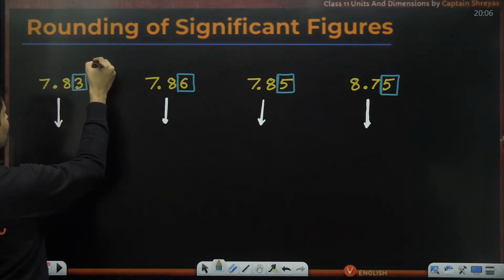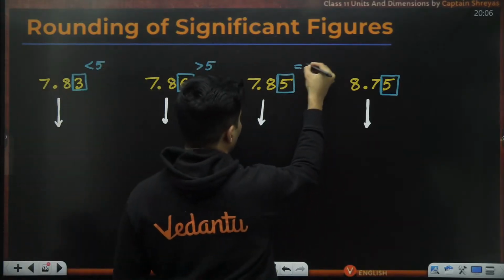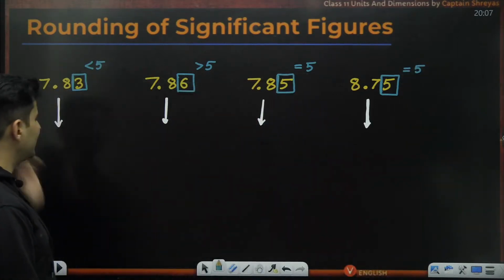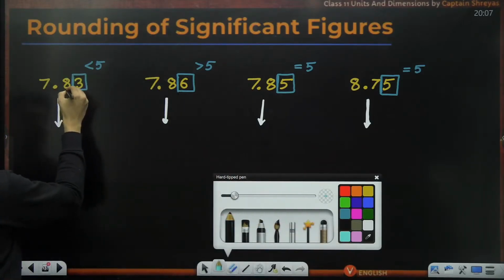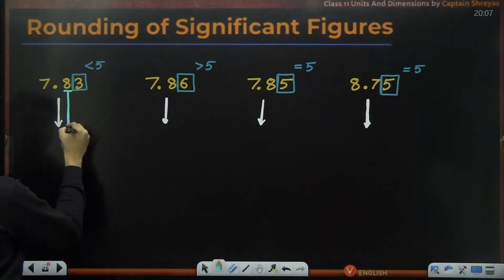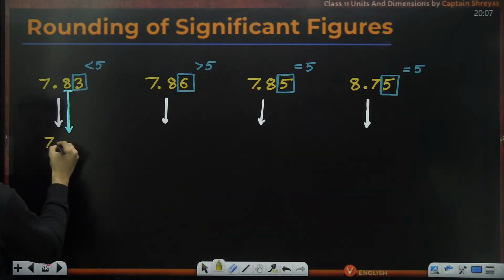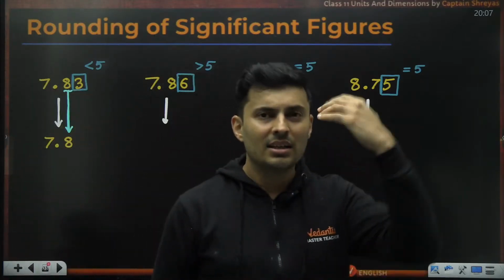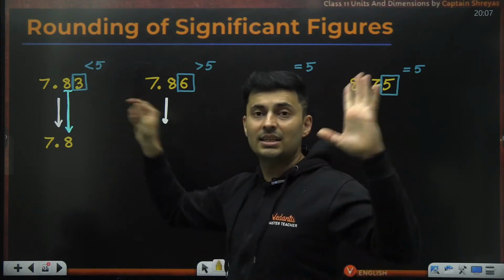Like for example, this one is definitely less than 5. This is definitely more than 5. This is definitely equal to 5. This is also definitely equal to 5 only. So if it is less than 5, then what you need to do is this previous digit which is there will come as it is over here. So the answer for this particular thing will be 7.8. It makes sense. 7.83, 83 is close to 80, that 3 has to be ignored. So 7.8 will be the answer if the last digit is less than 5.